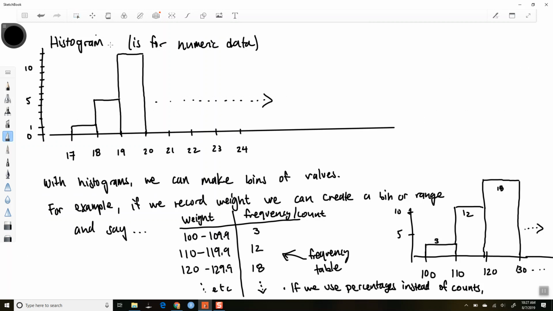Okay, never mind. If we use percentages instead of counts, we'll call this relative frequency. Is that all right? We're all good there?